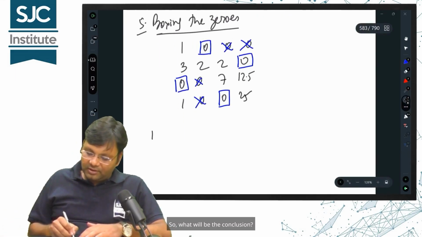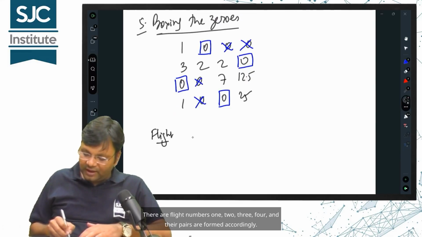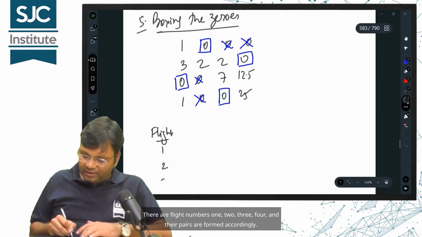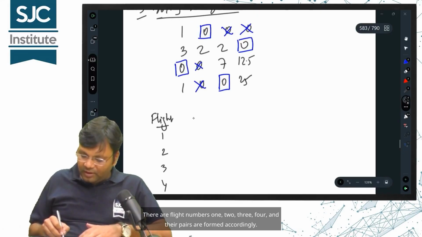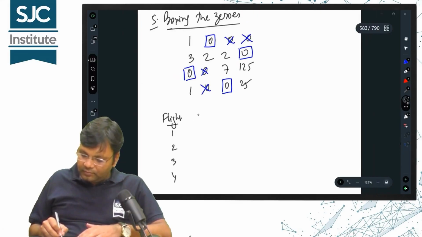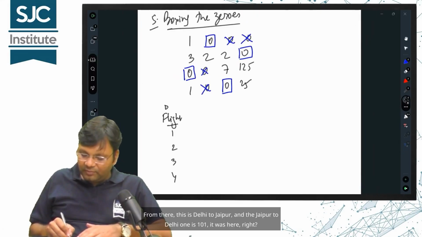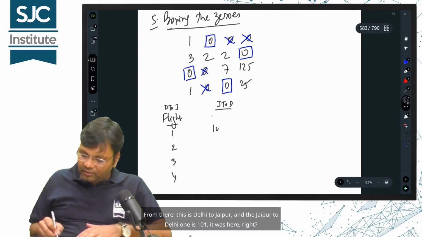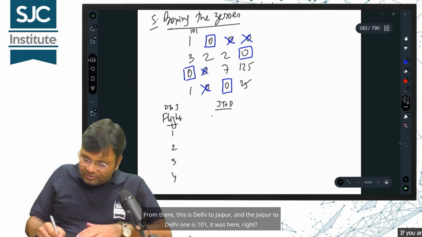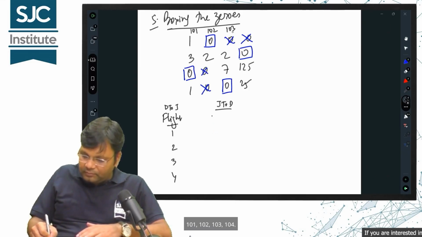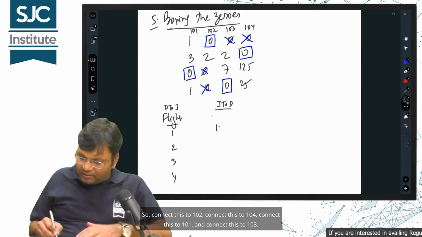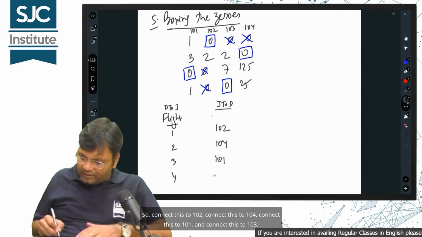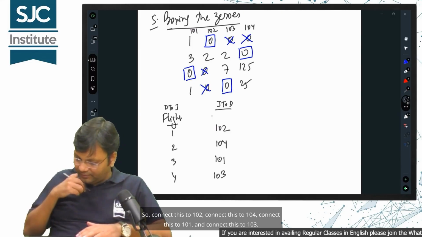So what will be the conclusion? There are flight numbers 1, 2, 3, 4 and their pairs are formed accordingly. From there, this is Delhi to Jaipur and the Jaipur to Delhi one is 101. It was here, right? 101, 102, 103, 104. So connect this to 102, connect this to 104, connect this to 101 and connect this to 103.